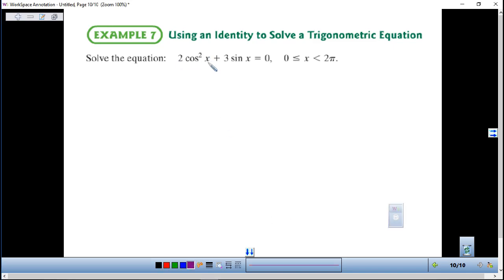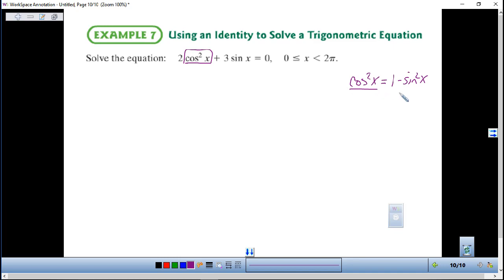Alright, so 2 cosine squared x plus 3 sine x equals 0. When we see this, we know we can't deal with two different trig functions and do any kind of factoring unless they're in all the different terms, and they're not. So what we want to do is take the cosine squared x and replace it, because we know cosine squared x equals 1 minus sine squared x. That's just an adjustment of a Pythagorean identity, sine squared x plus cosine squared x equals 1.